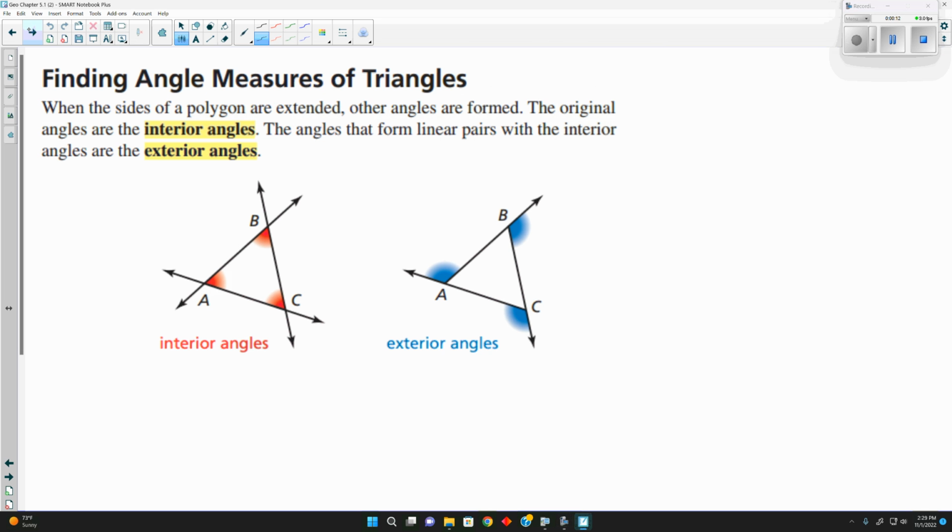What we're doing today, guys, is we're finishing up section 5.1. So the first thing we're looking at is interior angles and exterior angles.